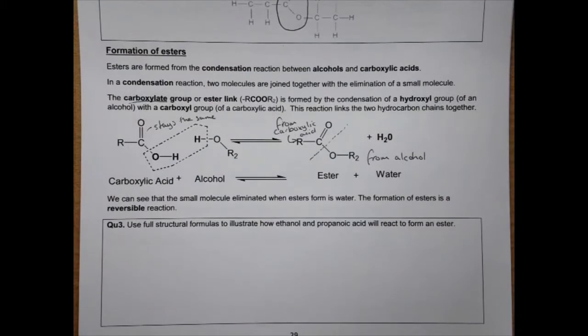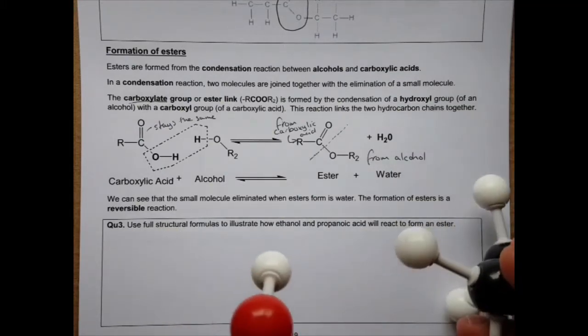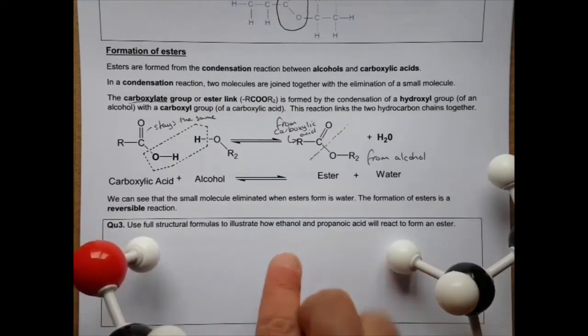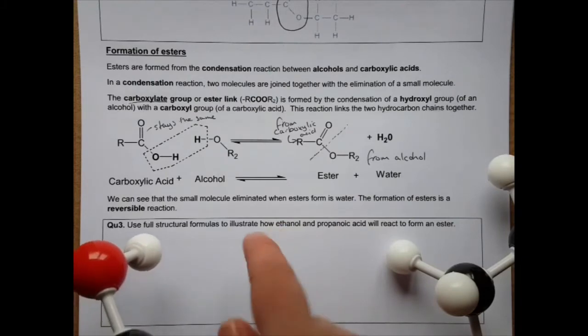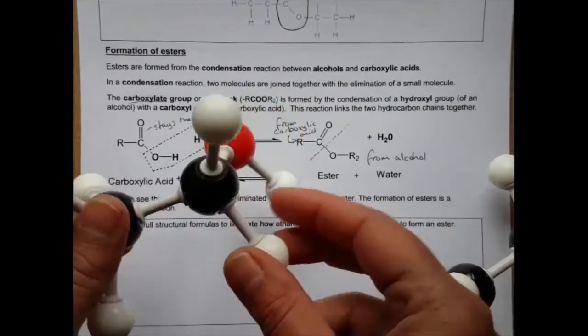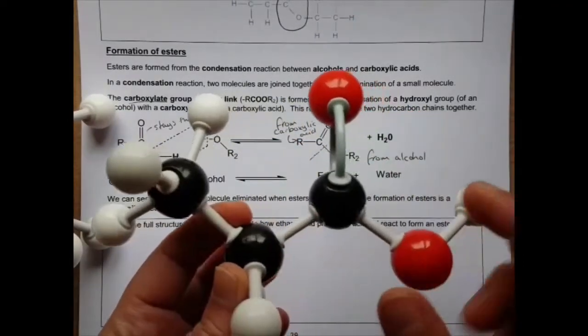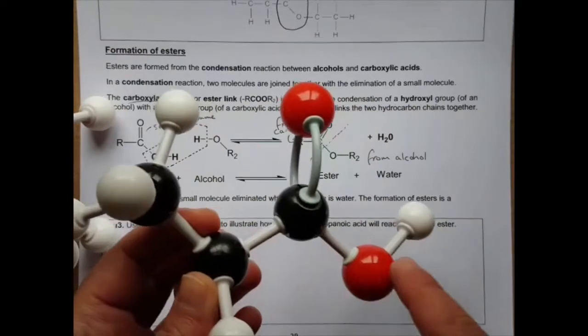Okay, so question 3 on this page says use full structural formulas to illustrate how ethanol and propanoic acid will react to form an ester. So I'm going to go through that with you, and I'm going to show you the molymods as well. So we're starting off with ethanol. Ethanol, the ol ending tells us it's an alcohol containing the hydroxyl group, and propanoic acid, oic acid telling us it's got the carboxyl group. Eth means 2 carbons, so here's our ethanol here, and here's our propanoic acid, so prop with 3 carbons, so we've got the 3 carbons and then the carboxyl group here.